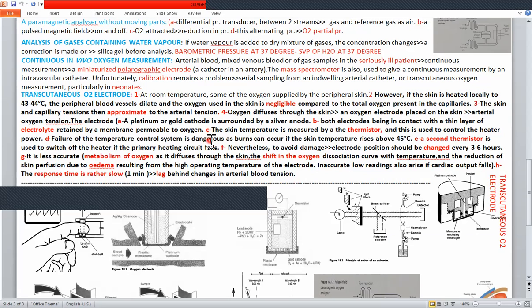Of course, it's not invasive. We have a platinum and gold cathode, and of course we ought to heat it by a heater. Of course, we have a thermistor as long as we have a heater, so that the patient will not be burned. This is why we ought to change the site of the electrode every 3 to 6 hours.